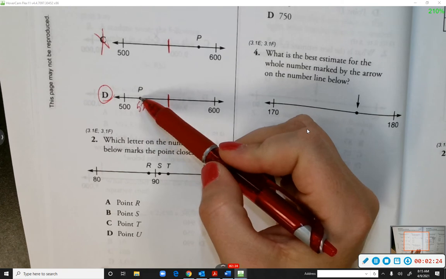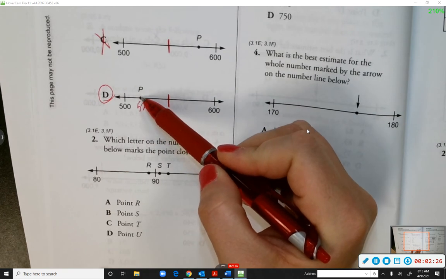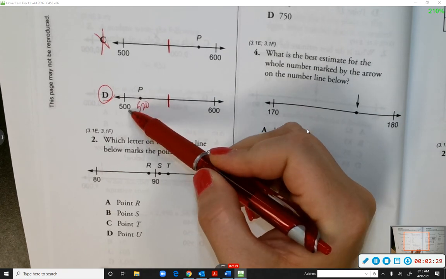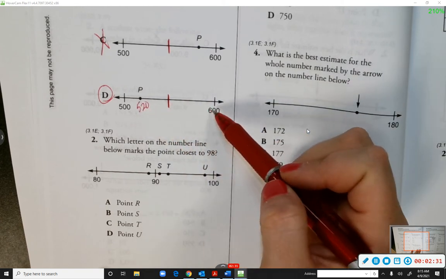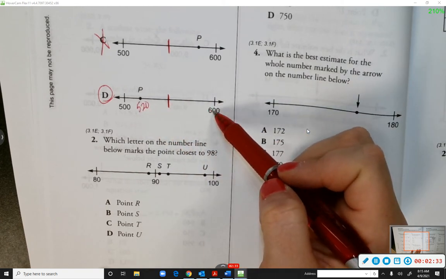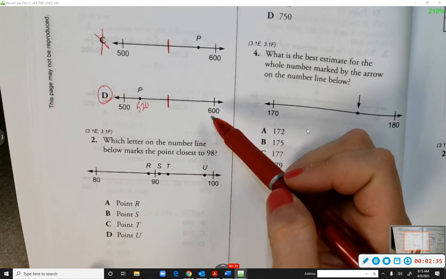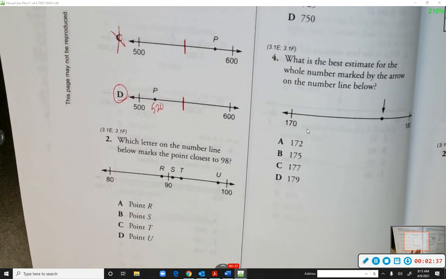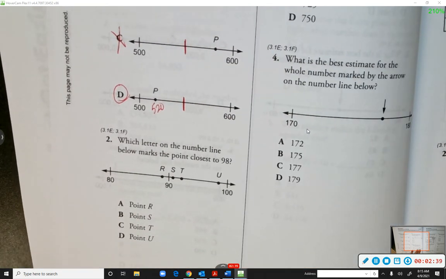Plus, you can see this dot is very close to what? 500. Okay, it's not anywhere near close to 600. So we wouldn't want to round to 600 because that's what rounding is, right, Javea? It's the number that it's close to.